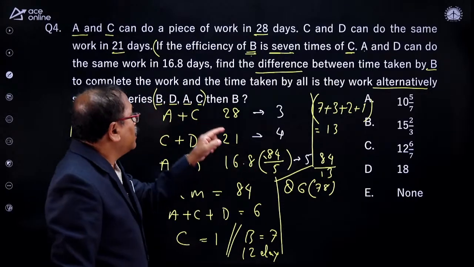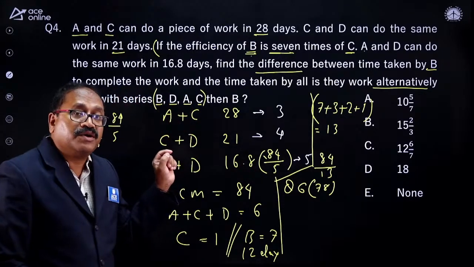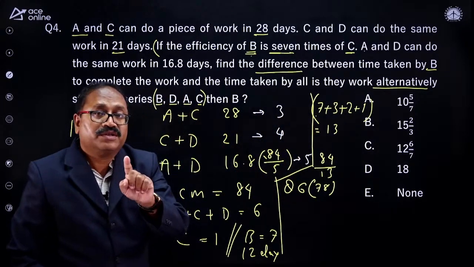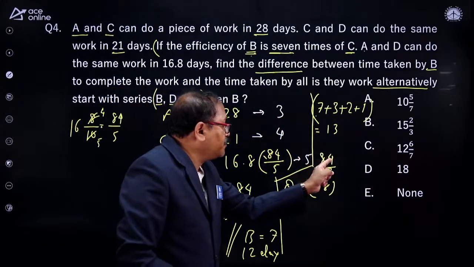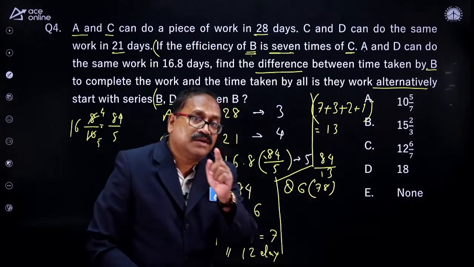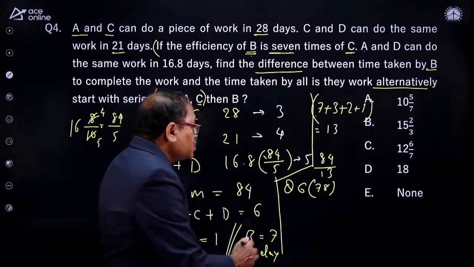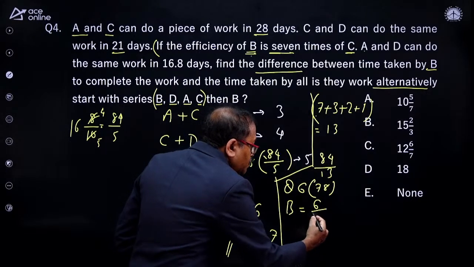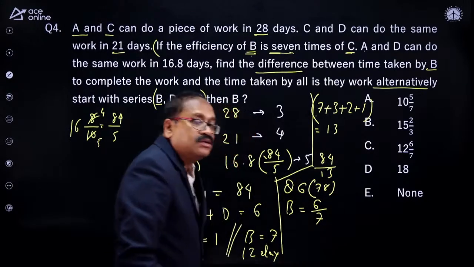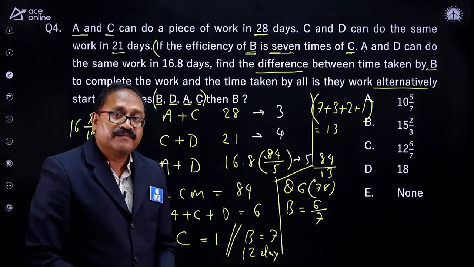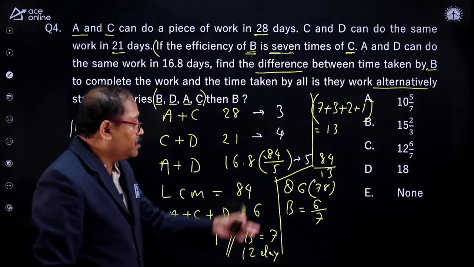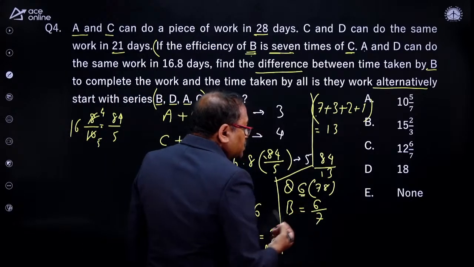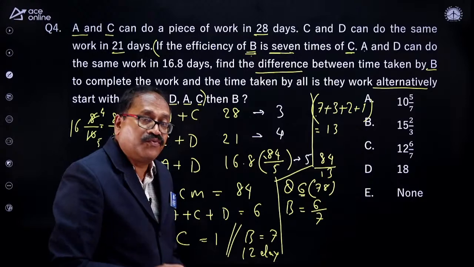और काम कौन करेगा? B will take up the work. And B completes how much work per day? 7 units. How many units are left? 84 minus 78, 6 units are left. So the next day B will take up the work and he will complete 6 units in 6 by 7 days.